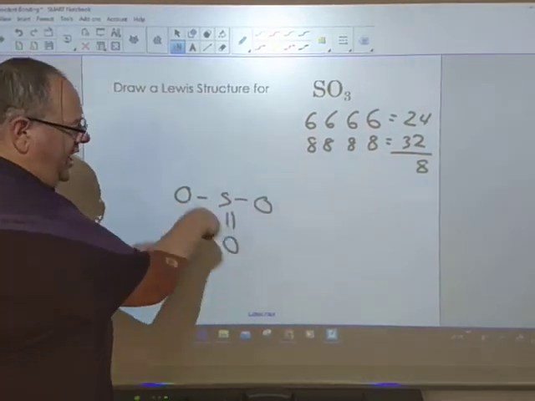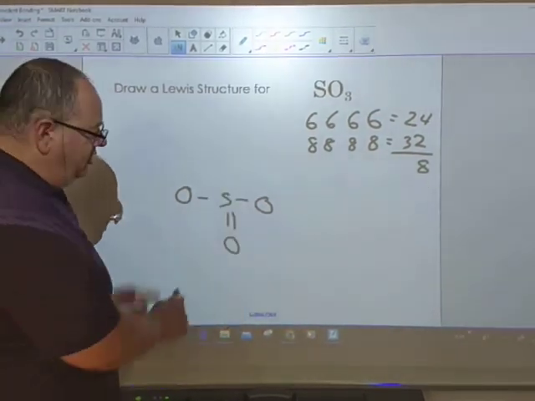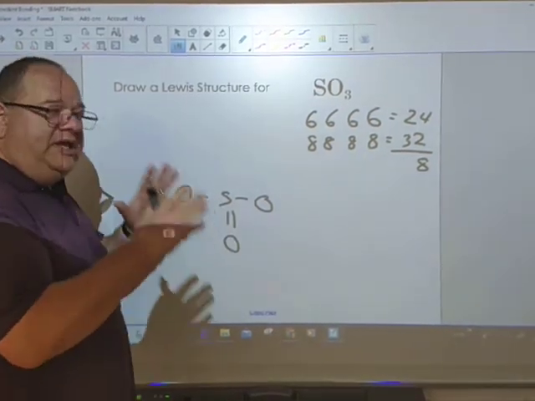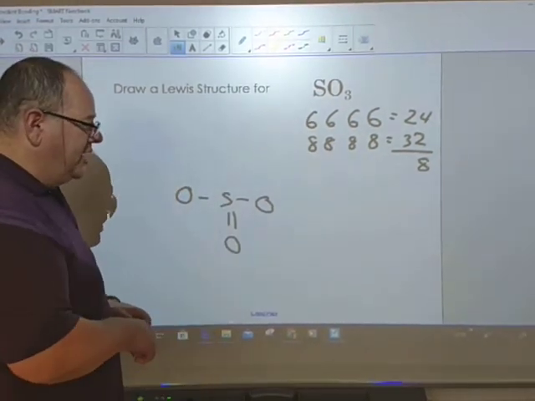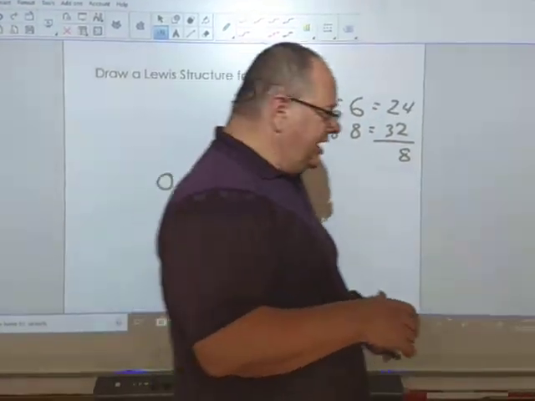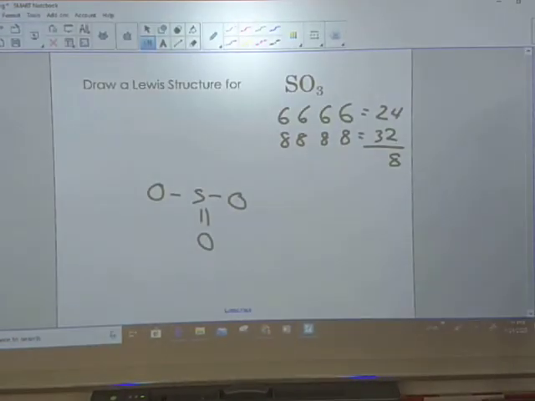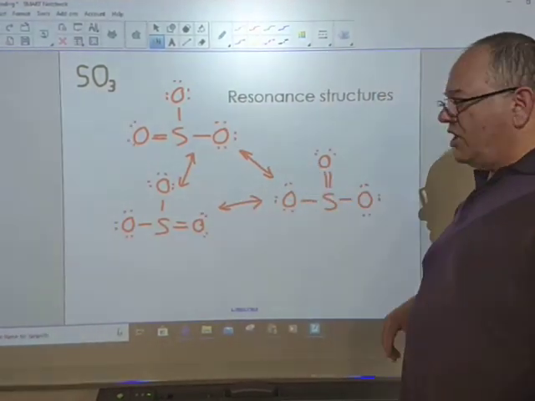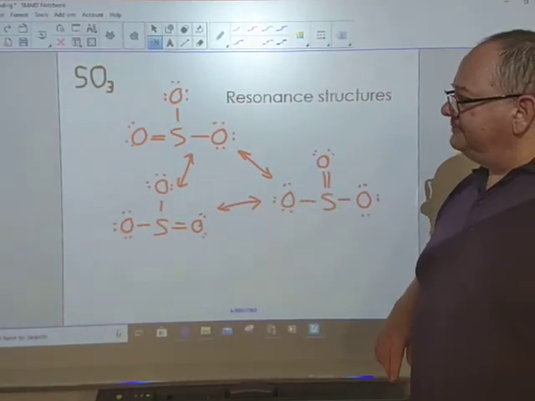Okay. The reality is, I could have drawn a double bond there, or could have drawn a double bond there. So there's 3 equivalent structures that we could get, and that's really what I'm after here. Again, showing you. In this case, we're going to end up with 3 different resonance structures for sulfur trioxide.